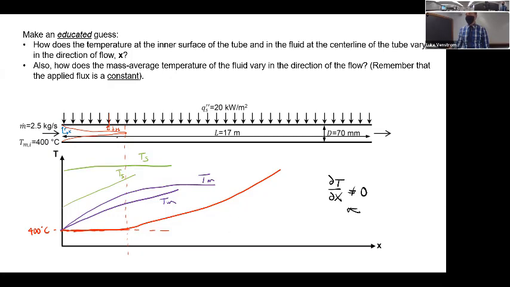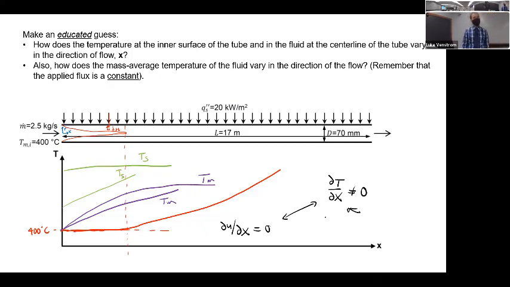We defined fully developed conditions hydrodynamically as the place where there's no more acceleration or deceleration, no more change in the velocity. So do we ever even have fully developed thermal conditions if you agree that dT/dx is not equal to 0? Is it even possible for us to say there is such a thing as fully thermally developed conditions?